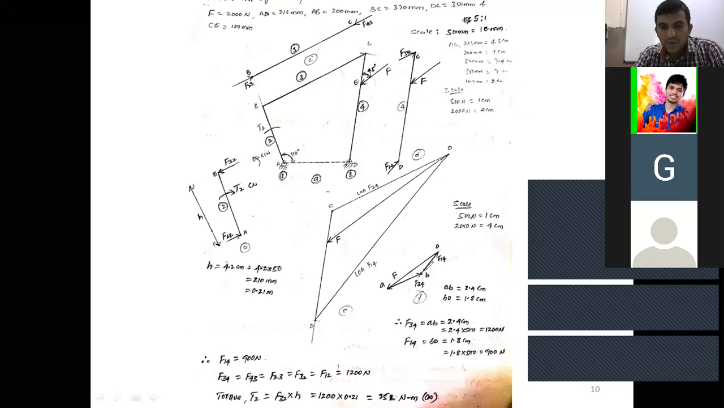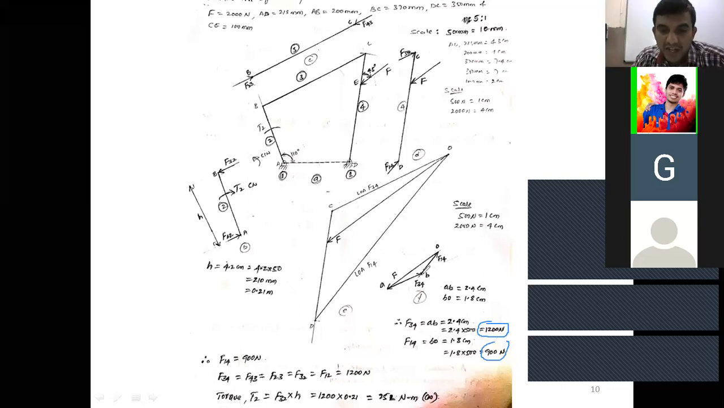Then measure OB. OB is how much? 1.8 centimeter. F14 is equal to OB, 1.8 centimeter. Now multiply by the scale. 1 centimeter is equal to how much? 500 newton. Now we'll get 900 newton. We know the magnitude of the forces by drawing the force polygon.